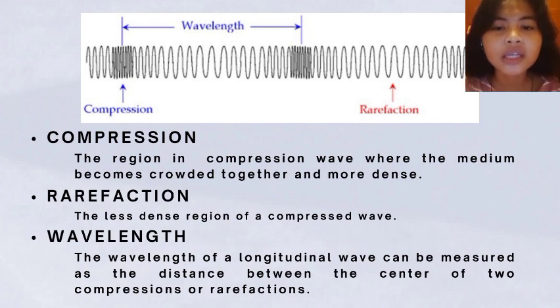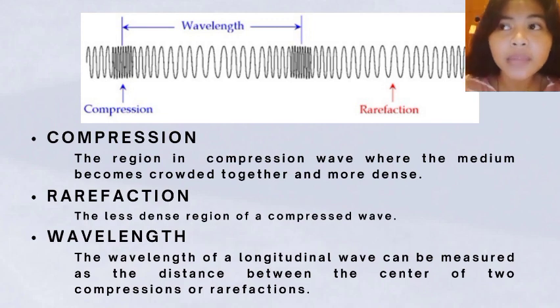So what is compression and rarefaction? First is the compression. As I've stated earlier, it is the part of the wave or that GIF, that protruding black part, the black line. That is the compression. However, we're not able to know the reason behind them.